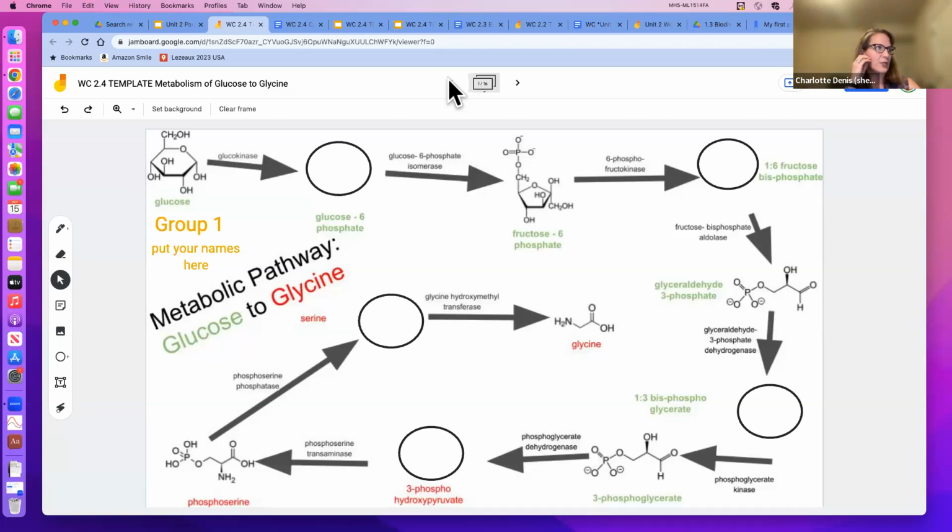So I have one of these per class. And I think there are enough in here for 8 or 9 groups, but it's easy for you to make your copy of this and then adjust it to the number of groups that you need.